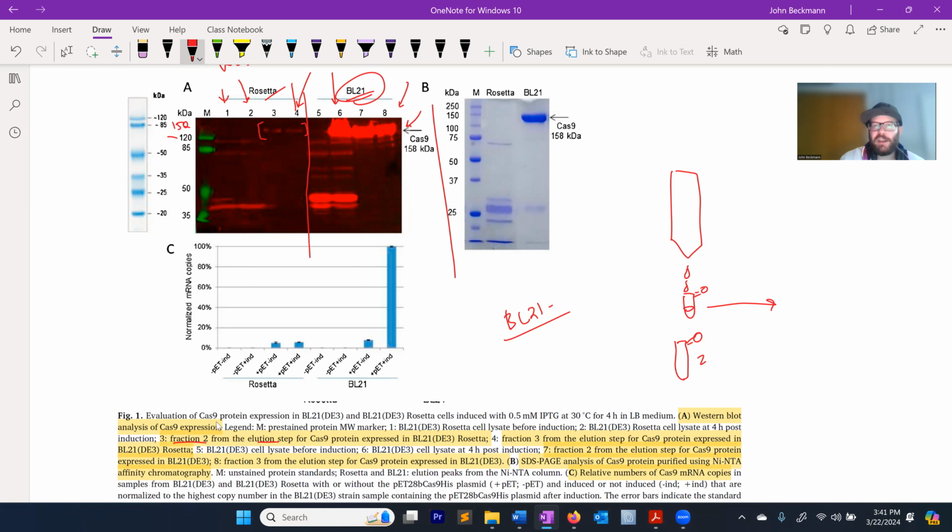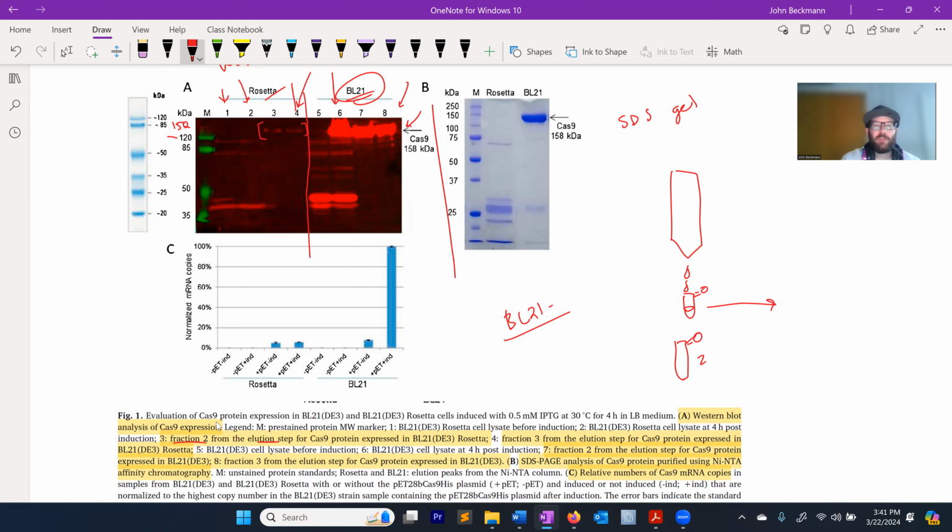Okay, then B, they run an SDS-PAGE gel. What's the purpose of doing this SDS-PAGE gel if it's just sort of a reiteration of the Western blot? Anybody have any thoughts?